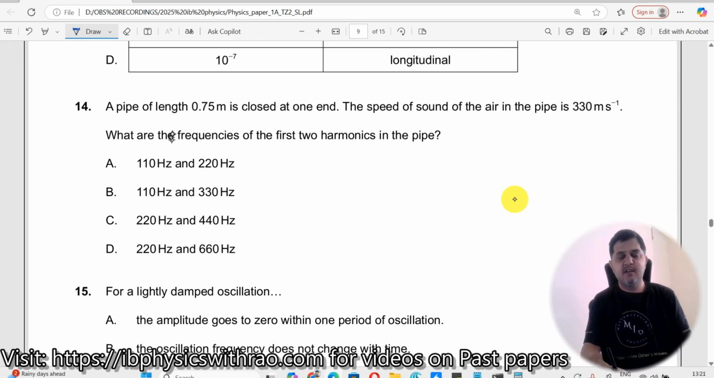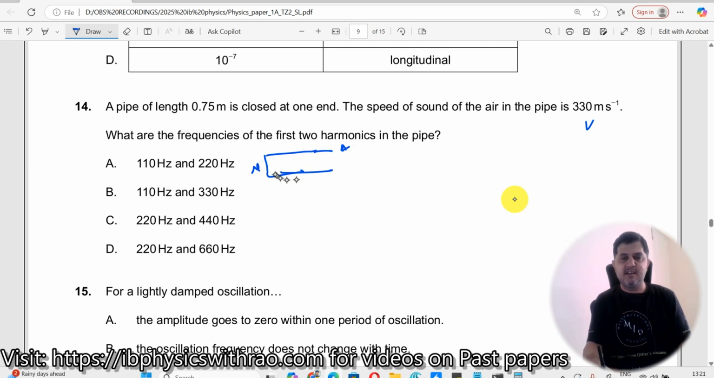Question number 14. A pipe of length 0.75 meter is closed at one end. With it closed at one end, this should be a node, and this should be an antinode. The speed of sound in the air in this pipe is 330 meters per second. V is given. What are the frequencies of the first two harmonics of the pipe?